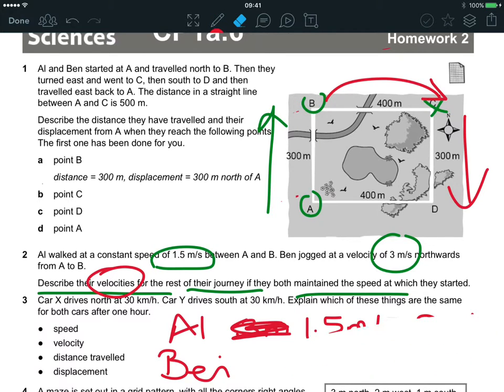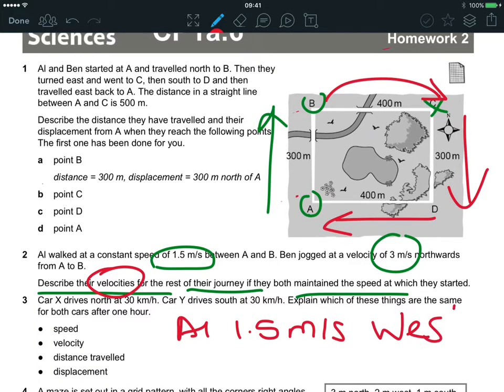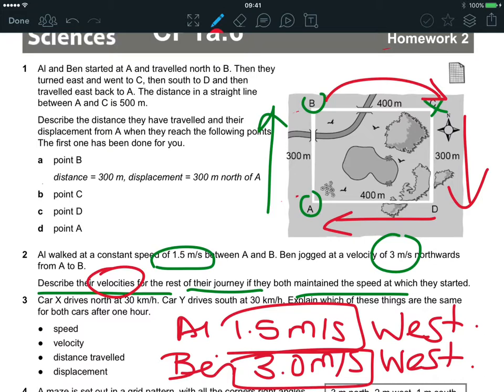And then finally, the return part of the journey from D to A, where Al is going to be 1.5 metres per second. Now it's this direction. So for our velocity, we need our direction component to say west. And Ben, obviously, still at 3.0 metres per second, and he is also west. So the magnitude has stayed the same. We've just changed the direction each time.